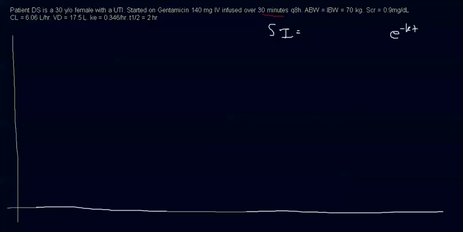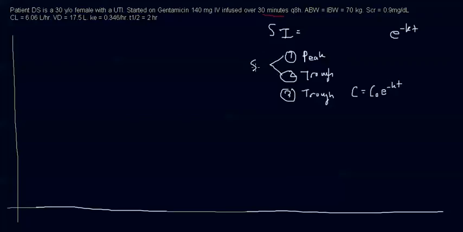The main thing I want to talk about in this video is how to find the peak, how to find the trough, and how to find the trough using the shortcut. By shortcut, I mean the equation that Dr. Hughes used. These two equations are with short infusion, which is abbreviated SI. So without delaying, we're just going to jump right into it.